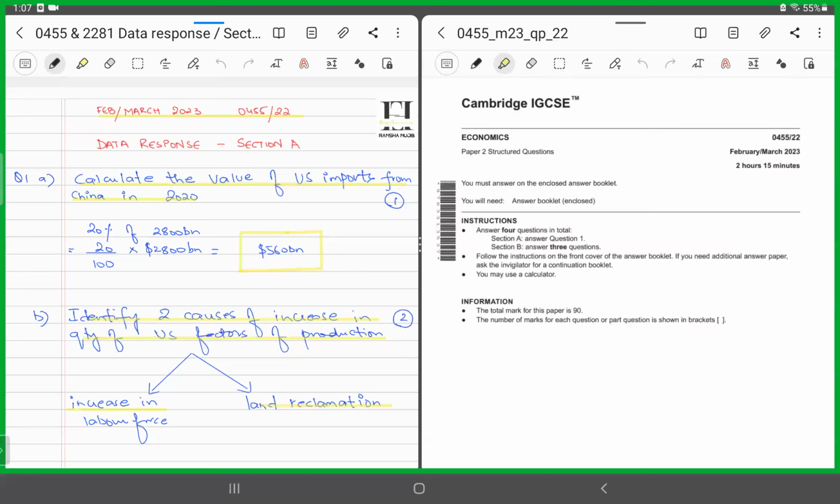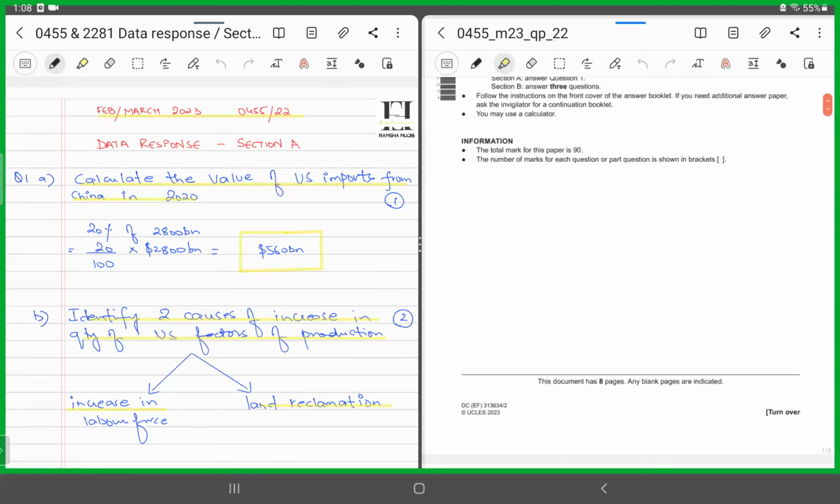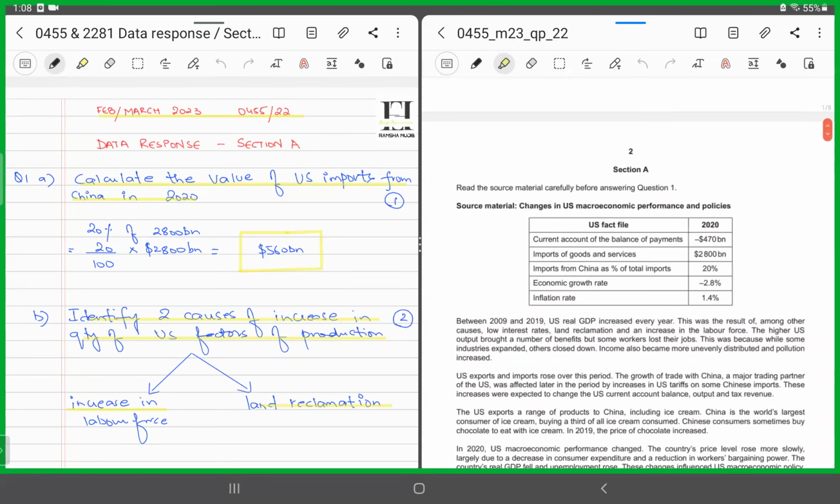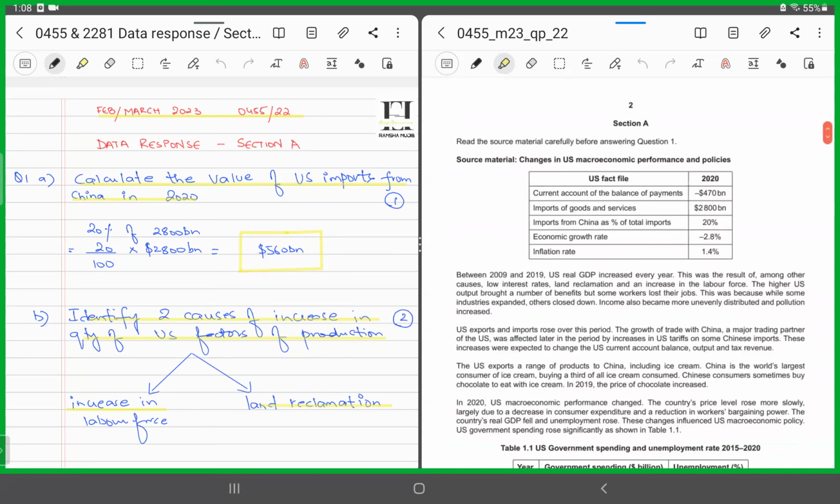Today I brought for you all the February March 2023 IGCSE 0455 variant 22 paper. We'll be doing the data response, section A question. Let's see what this paper has brought for us today. Alright, I'll be reading the source material first and we'll be highlighting the key data.